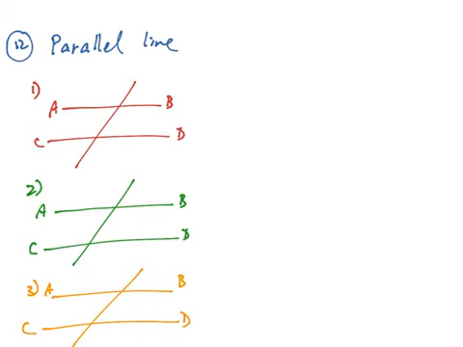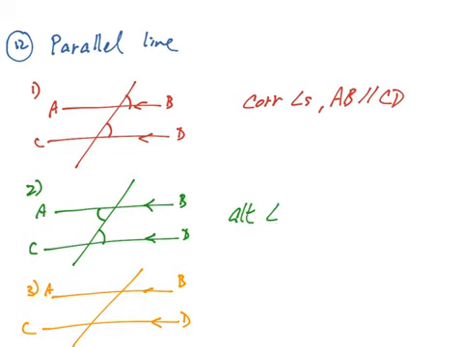Next, it is about the parallel line. There are 3 properties. For property 1, AB is parallel to CD, so this angle is equal to this angle. So we call them corresponding angles, AB parallel CD. Second one, if AB parallel CD, these angles are the same. So alternate angles, AB parallel CD.